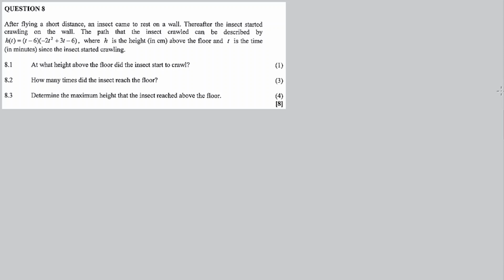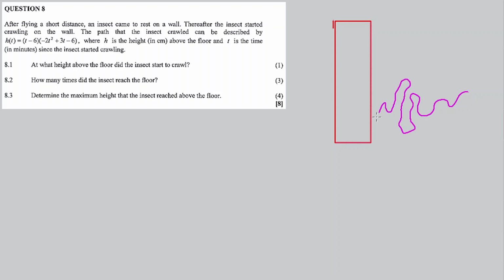Now question 8 says, after flying a short distance an insect came to rest on a wall. Thereafter the insect started crawling on the wall. Here is our wall, right? And then the insect lands here, and when it arrives it rests, right? And then it starts crawling. Thereafter the insect started crawling on the wall.